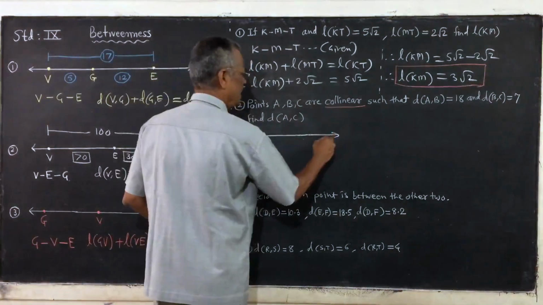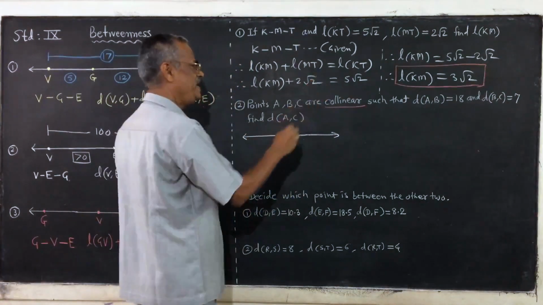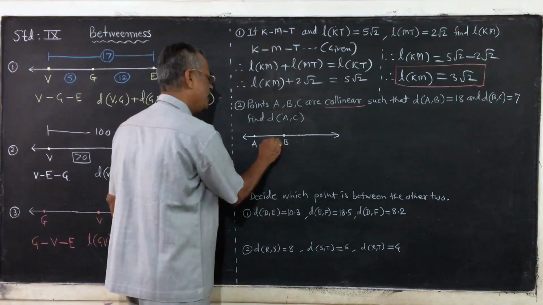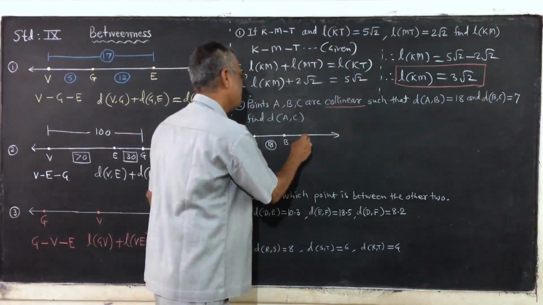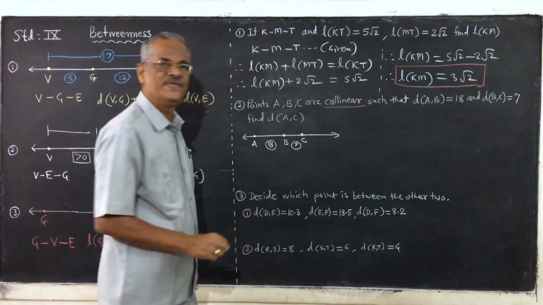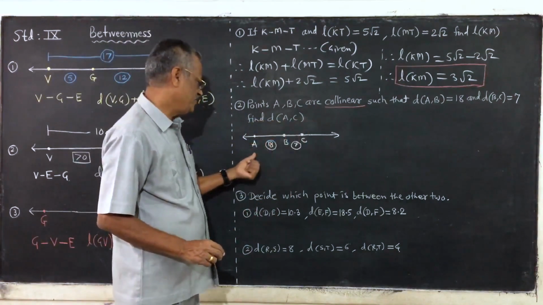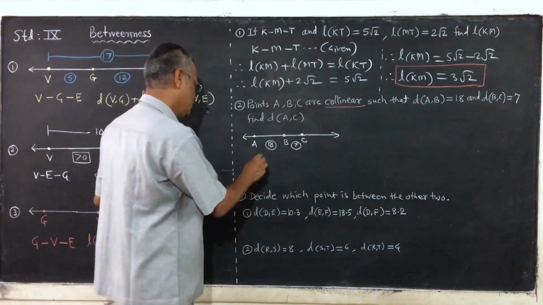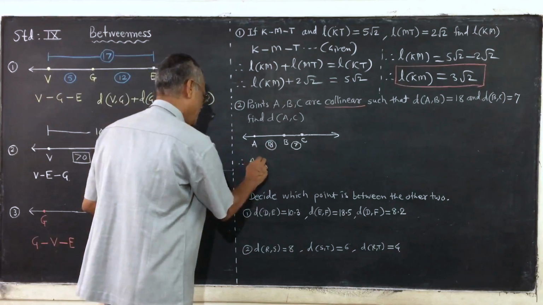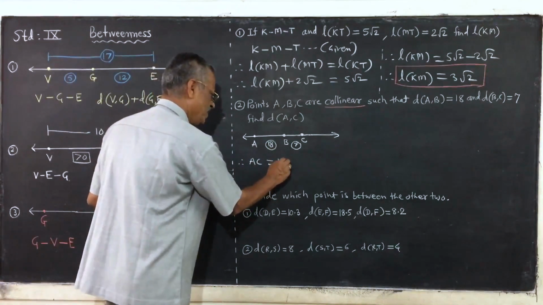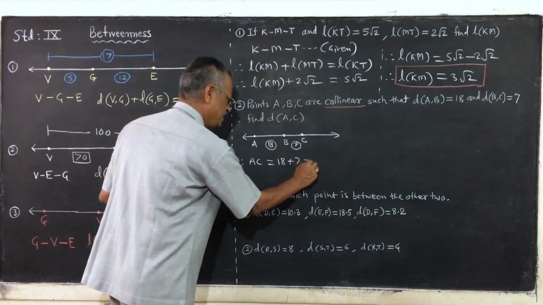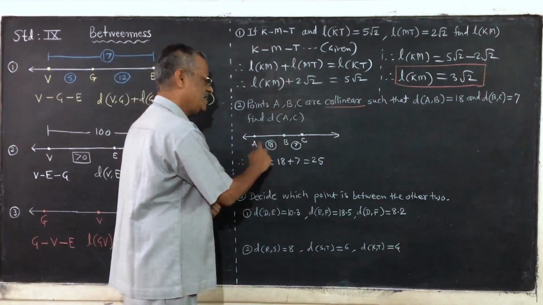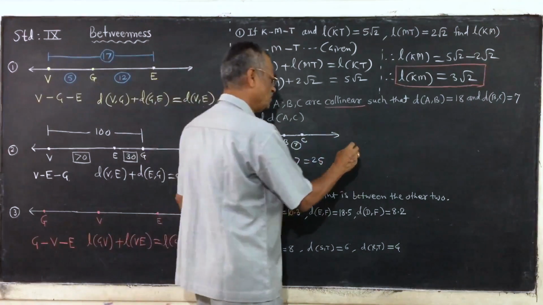If there is a line and we consider that AB is 18, and BC is 7, given, then definitely we can calculate AC. B, we are taking between the other two. So what about AC in total? AC is equal to 18 plus 7, that is 25. So what is the possibility there? B is between the other two.